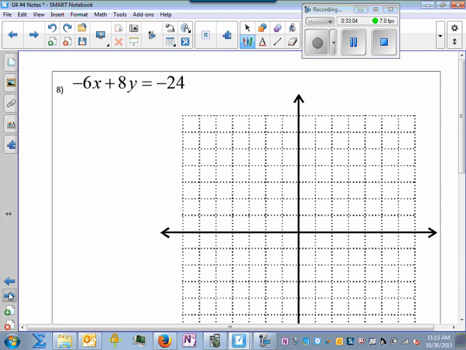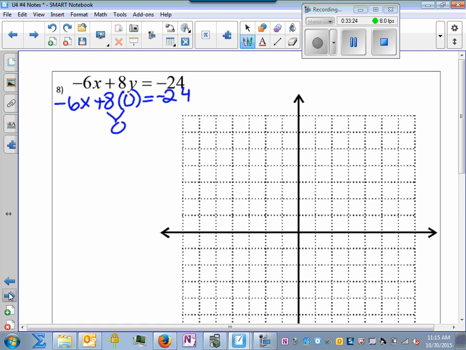Next problem. I'm again going to plug in for my x first. So I have negative 6x plus 8y equals negative 24. To find my x-intercept, I plug in 0 for y, plus 8 times 0. And remember, when you plug something in, you put it in parentheses. Equals negative 24. Now, 8 times 0 becomes 0.